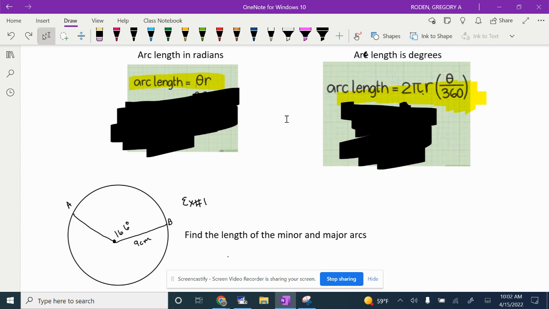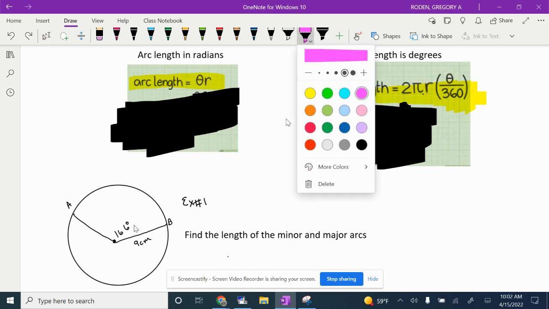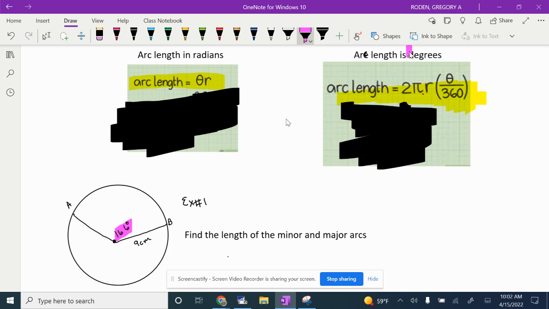You guys see that? Because this measure right here is in degrees, we have to use the degree formula. You guys understand that? Okay. So when we're doing arc length, you should prefer radians because it's much cleaner. All right. Now, let's go ahead and do this formula really quick, and we're going to find the arc length of the minor arc. You always want to find your minor arc first, okay?